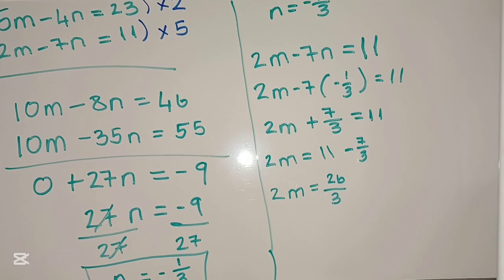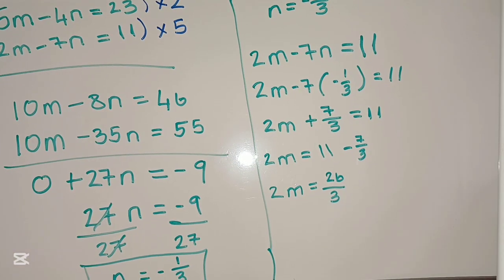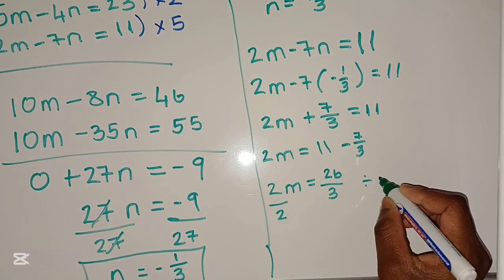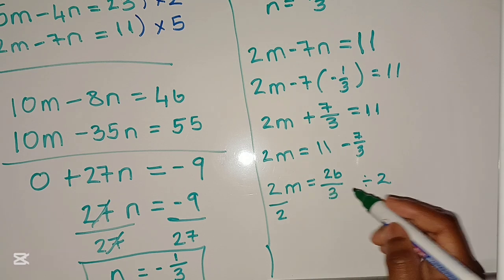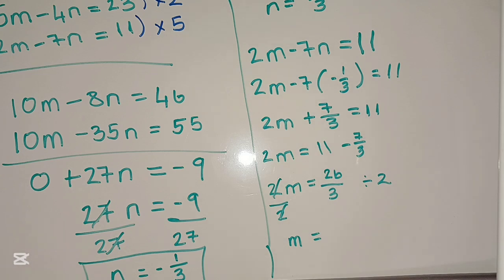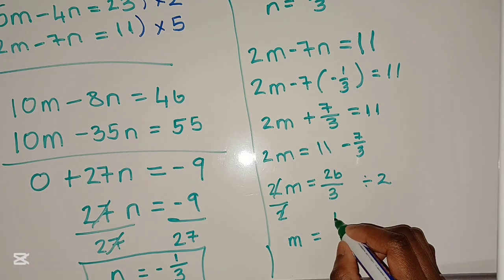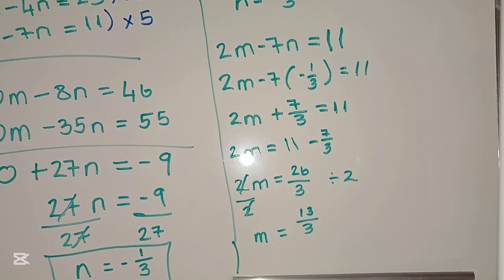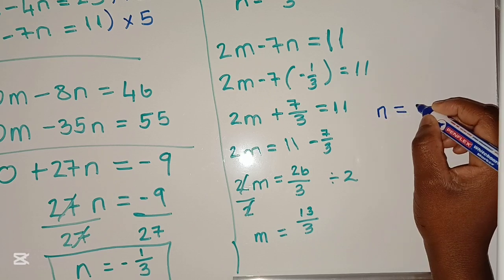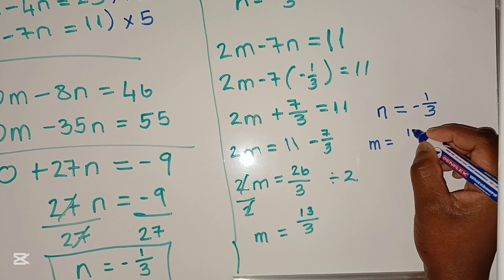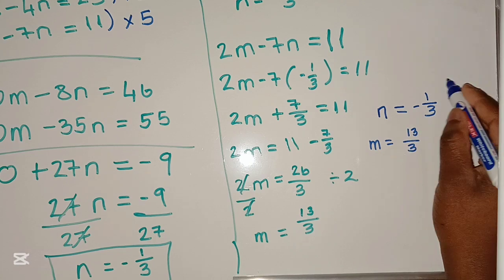Next step is to divide both sides by 2. Divide this by 2, you divide this by 2. Cancel out. The m comes down. 26 over 3 divided by 2 is 13 over 3. Therefore, the value of n is negative 1 over 3, and the value of m is 13 over 3.